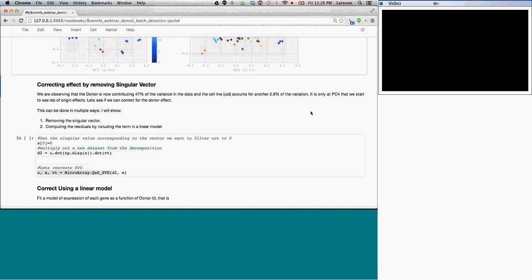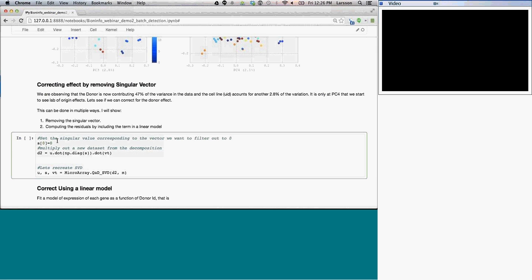One of them is this: we've done a singular value decomposition where we said the data set is equal to the product of these three matrices, where the first vector is highly correlated with the donor effect. So one way I can do it is to remove that singular vector from the data set and recompute the data matrix with that vector set to 0. Whatever was captured by that first vector is now no longer part of the data.